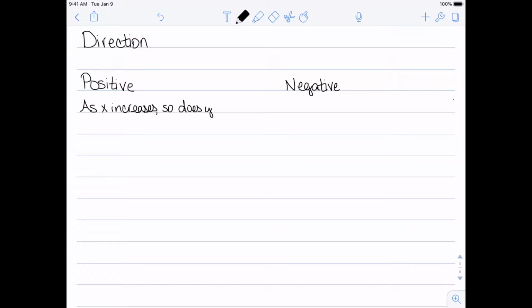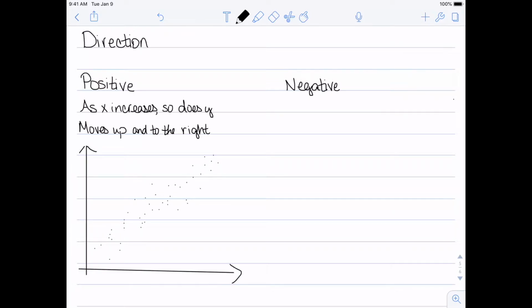There are going to be a couple of different ways to think about this. The first one, as x increases, so does y. As x gets bigger, y also gets bigger. Another way to think of it is it moves up and to the right. So as we read the graph left to right, it's in general moving up. And here's a rough sketch of a scatter plot that is positive. In general, as x increases, so does y. As you move to the right, the graph moves further and further up.